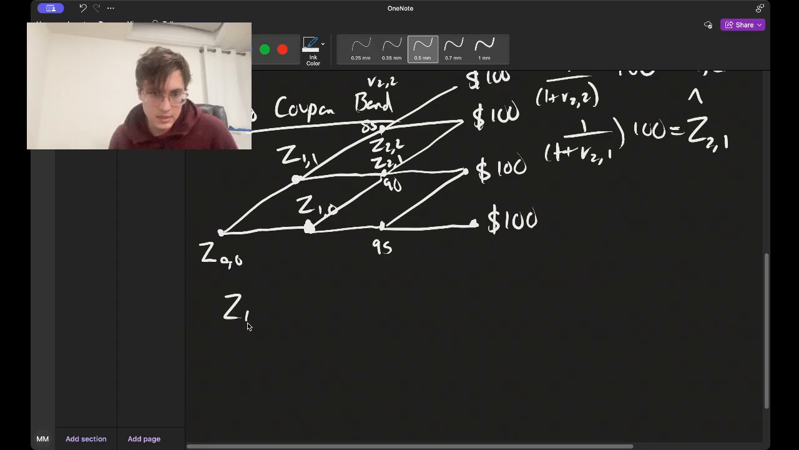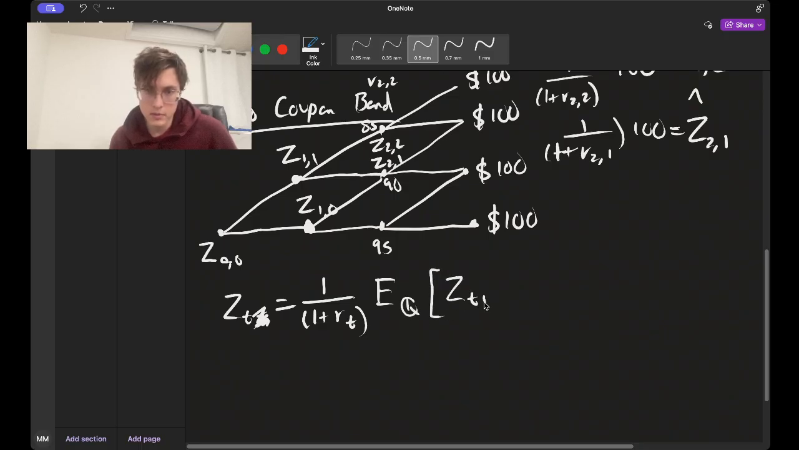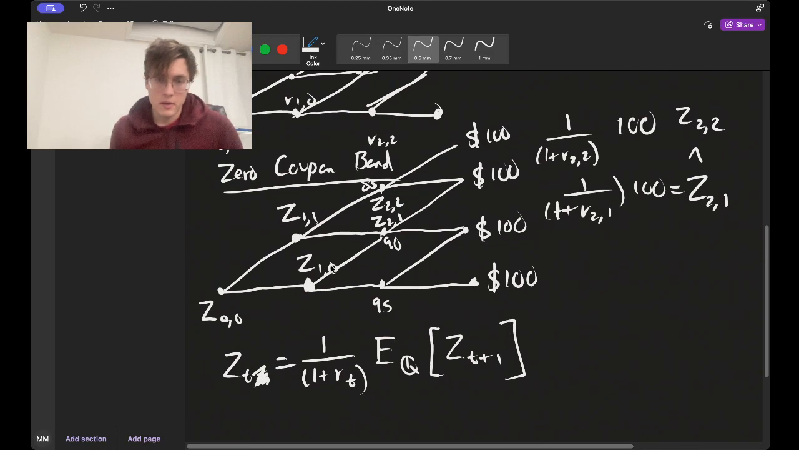So for example, Z_T is equal to, I'll just say Z_T, assuming we know exactly which state we're at. Z_T is equal to 1 over 1 plus R_T, multiplied by the expected value, according to the risk neutral probability, of Z_T plus 1. So what does this mean? According to the risk neutral probability, which exists according to the fundamental theorem of asset pricing, we're going to discount it, and that's going to be the price of our zero coupon bond right here, right?